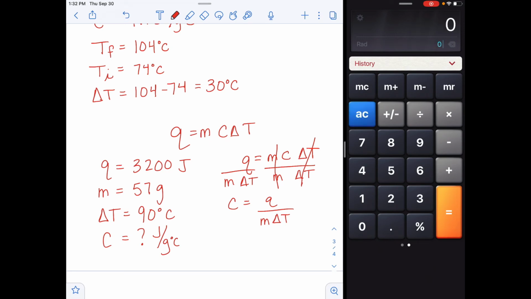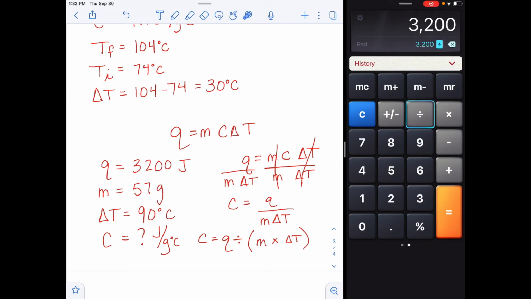Now again, I don't like to write this all out again. I just like to go ahead and plug it into my calculator. But you need to think about something. You need to think about the fact that this is really C equals Q divided by M times delta T. So these parentheses in math are very important. If you don't parenthesize in your calculator, you're going to get the answer wrong. I'll show you how to put it into the calculator.